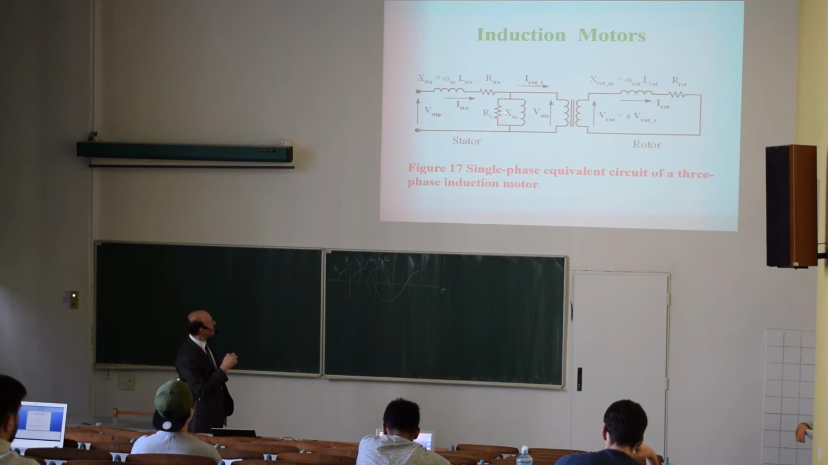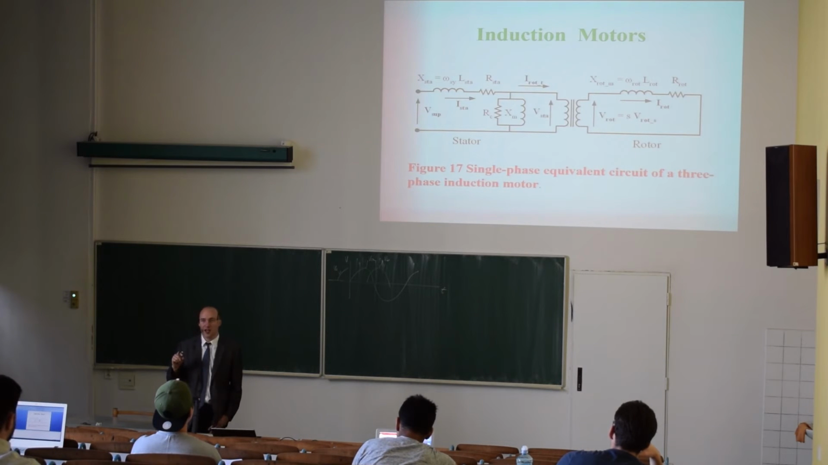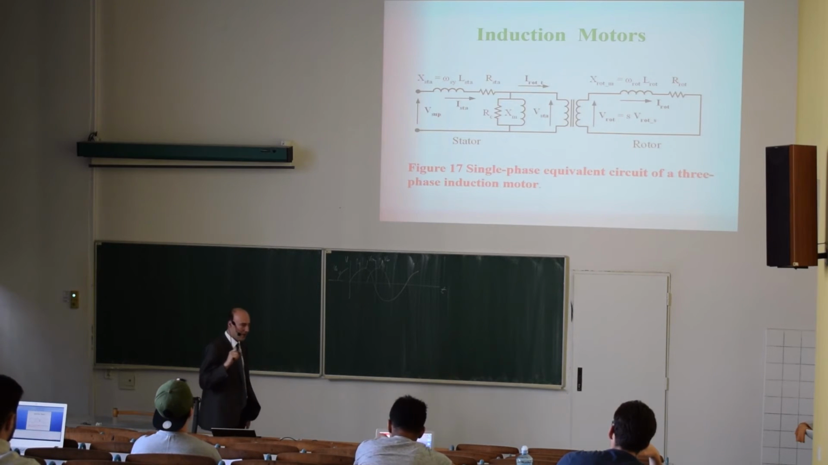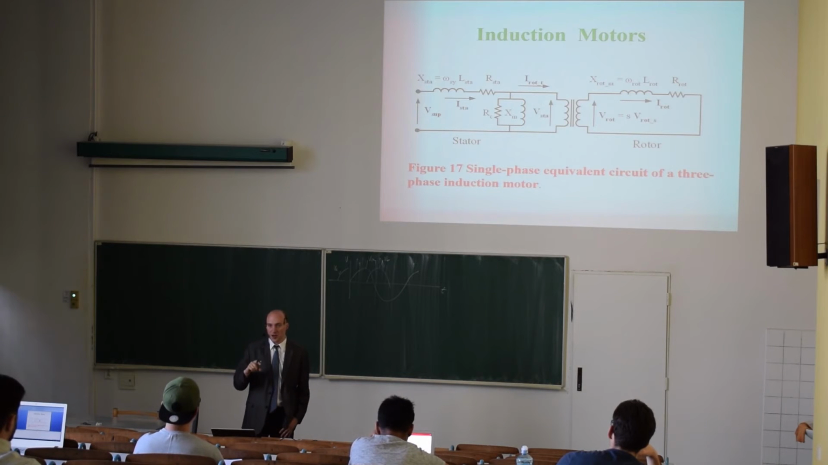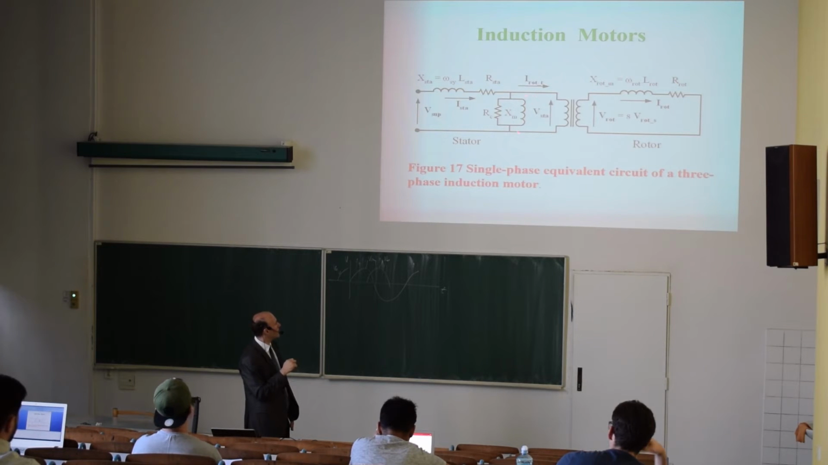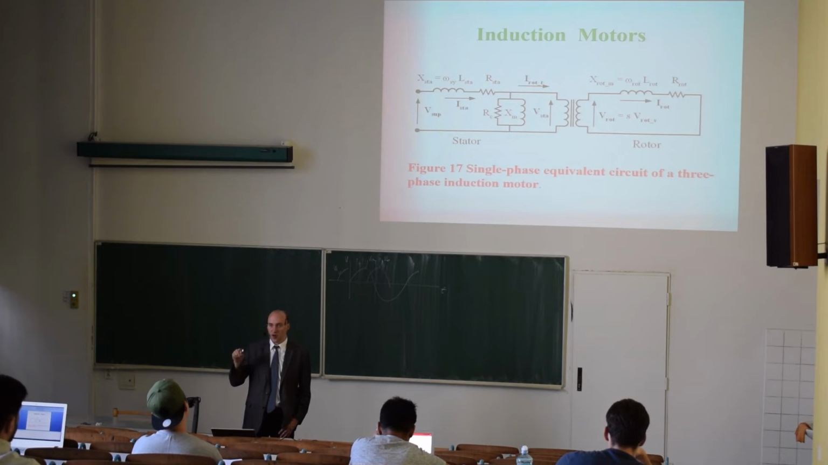Here you see RC will be representing the losses in the magnetic circuit. XM will create the magnetizing inductance. So this will be what is creating the main magnetic flux in the motor.